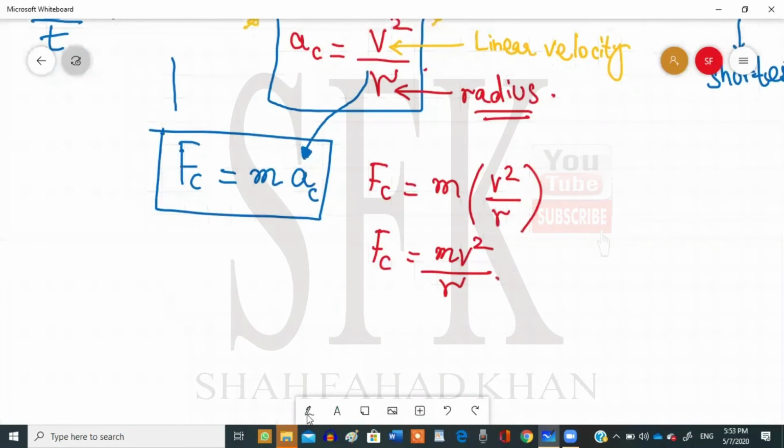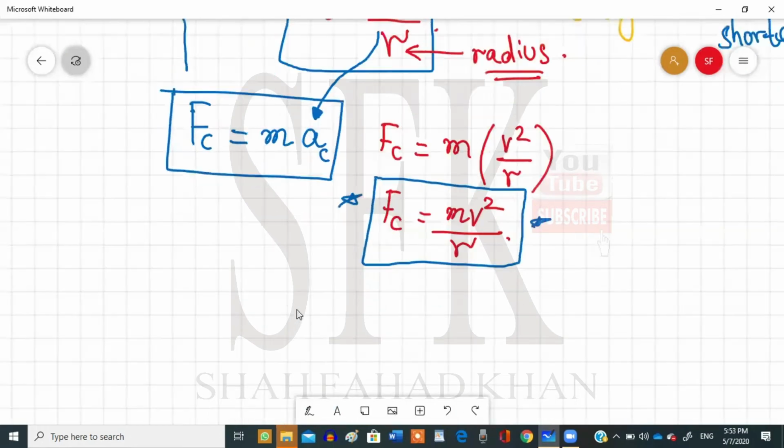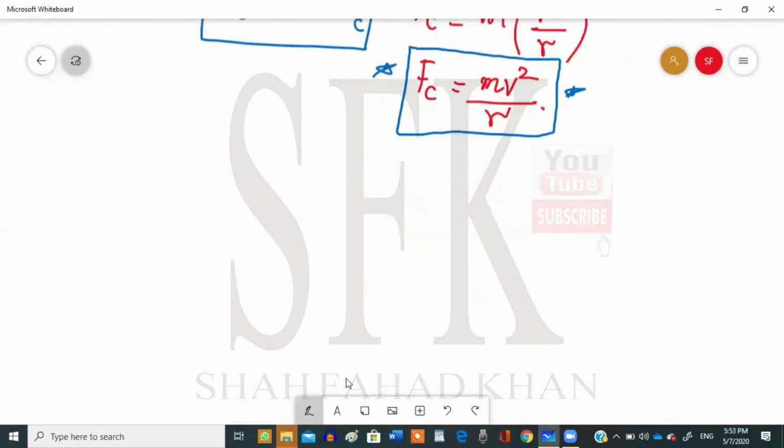There have been questions in which the examiner asked us to calculate the magnitude of the centripetal force, and this is the first formula that we can use to calculate the centripetal force. Okay, everything clear so far? Any question? Okay, moving ahead then.